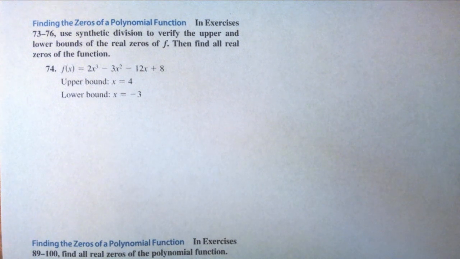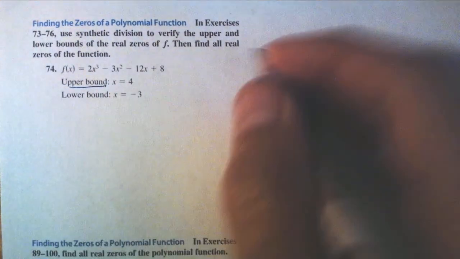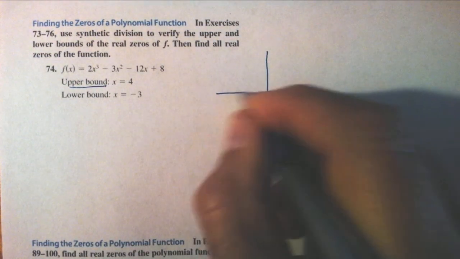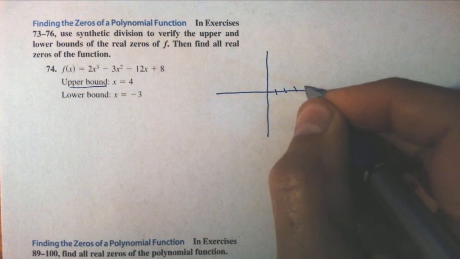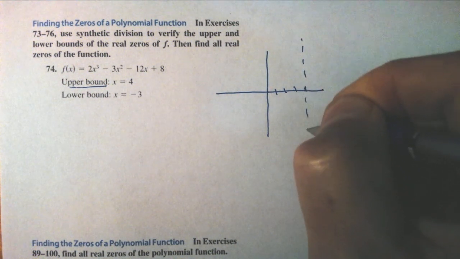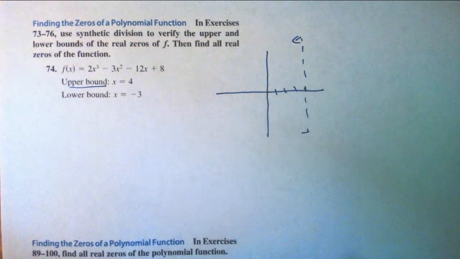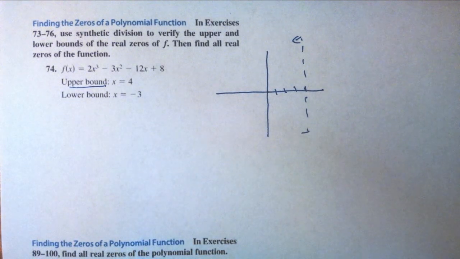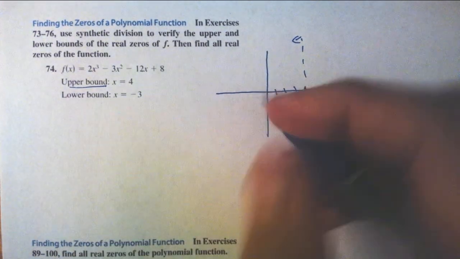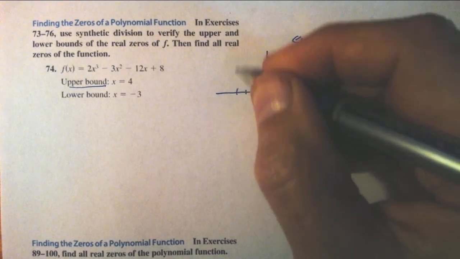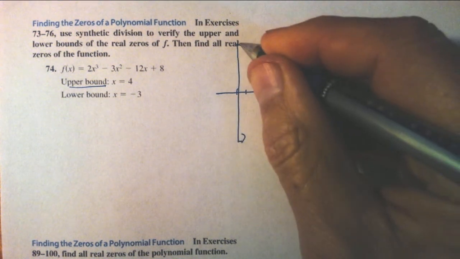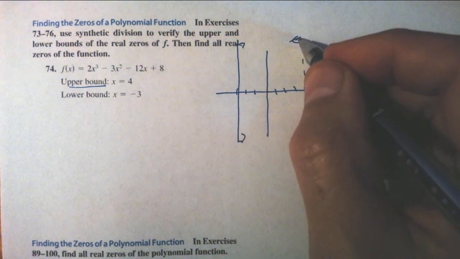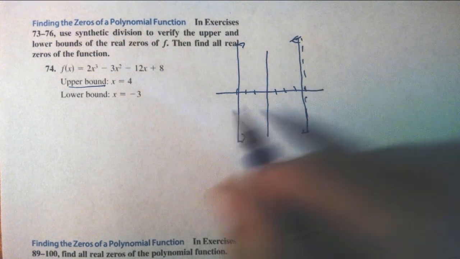All right, so use synthetic division to verify the upper and lower bounds. I will give a tiny bit of an explanation to this when I'm through. So upper bound, what that means is, if 4 is an upper bound, that means any zeros are to the left of 4. And if negative 3 is a lower bound, that means all my zeros are to the right of negative 3.